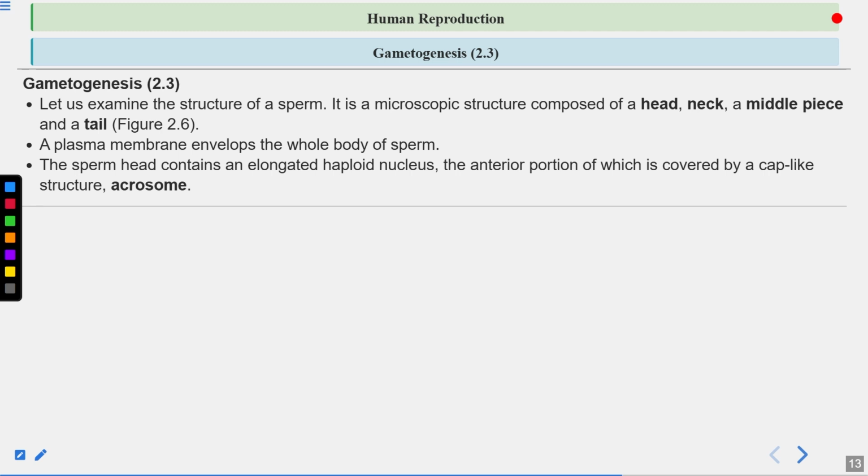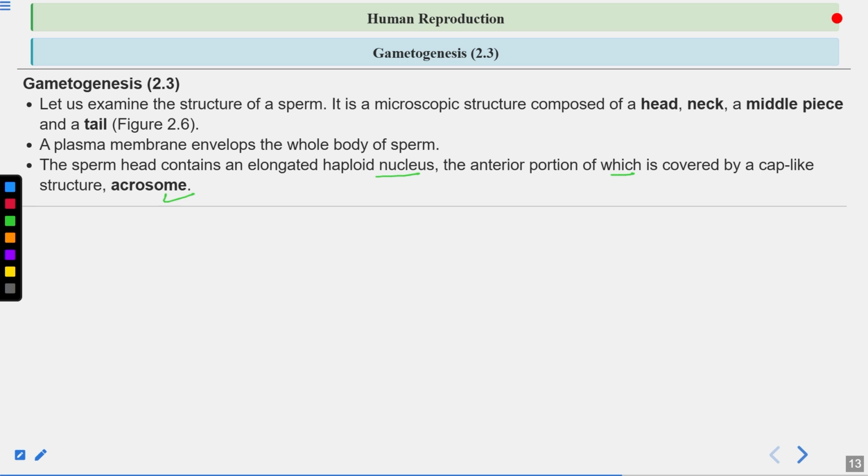Let's talk about the sperm head. It contains an elongated haploid nucleus, and the anterior portion of the head is covered by a cap-like structure known as the acrosome.